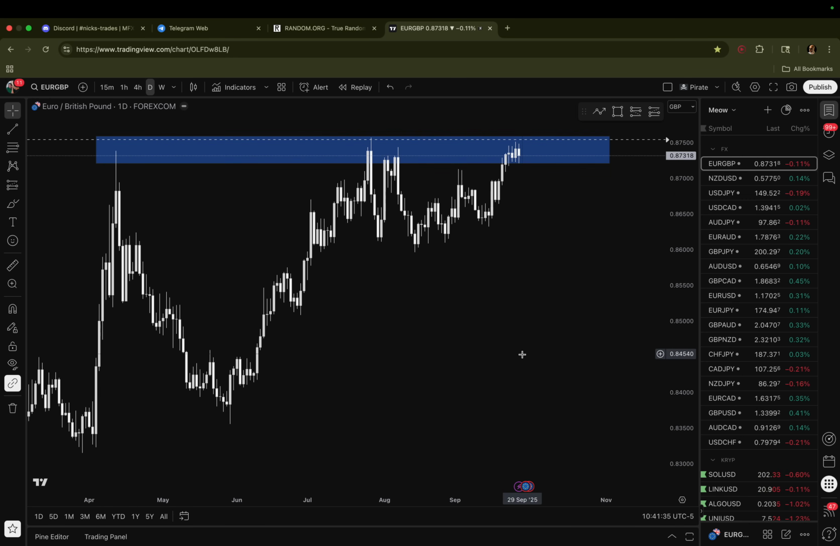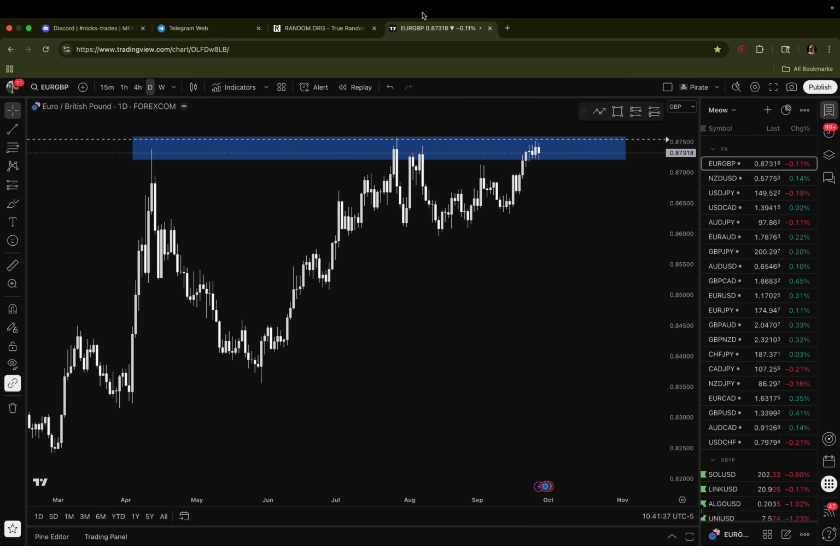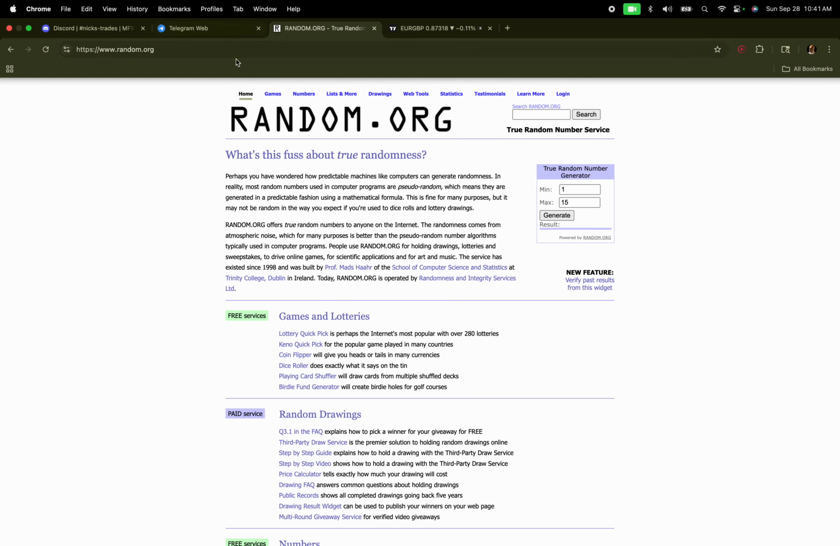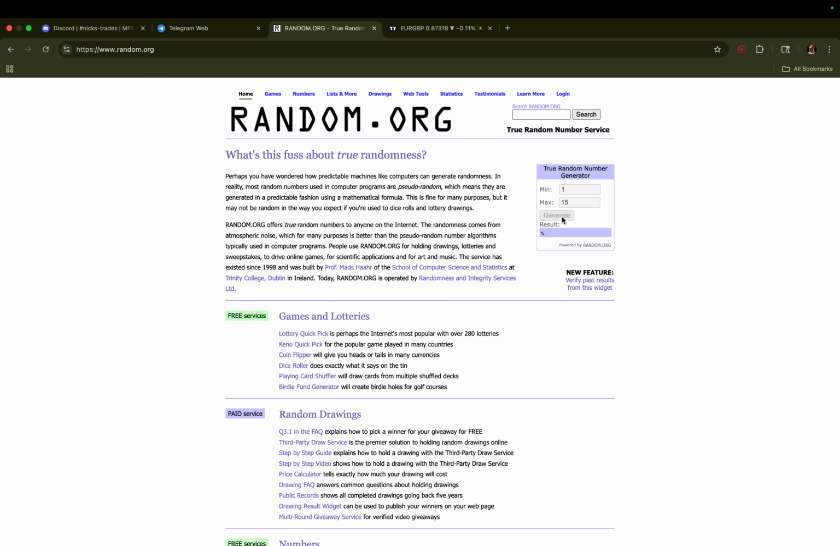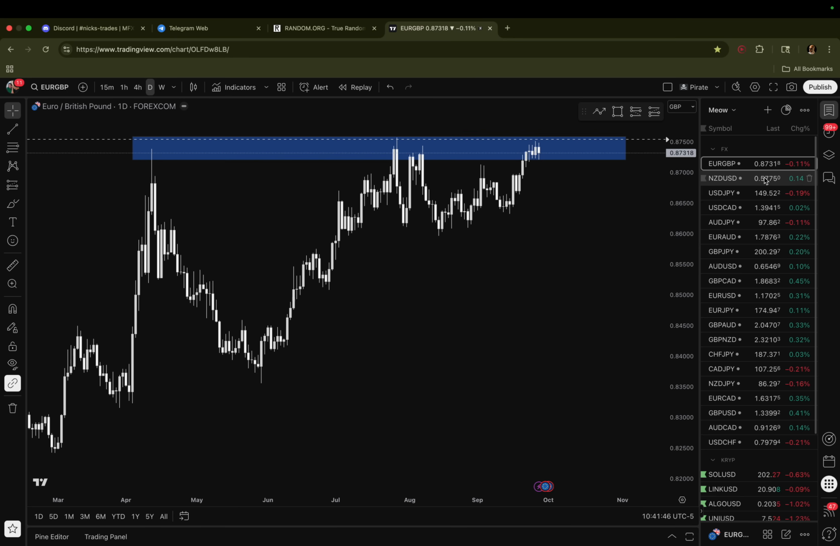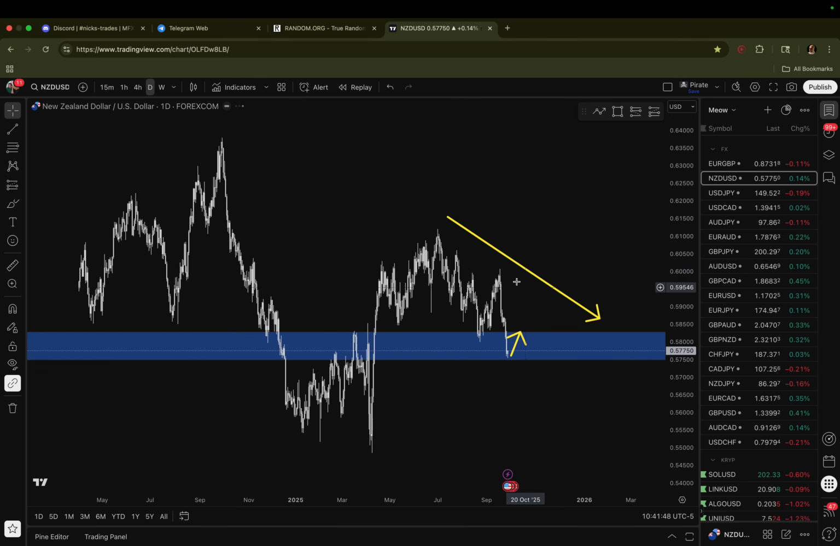Now, here's what we're actually going to do today. We're going to go on the charts here and pick a random chart. I've got the random number generator here. We're going to generate a number between 1 and 15. We've got the number 2, so we're going to use the second pair right here, NZDUSD.